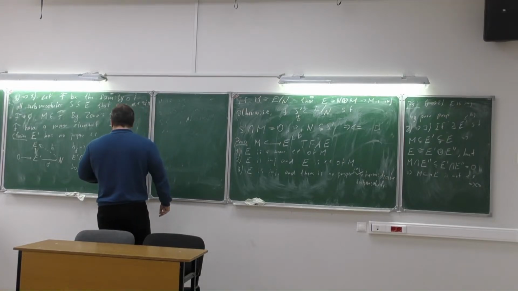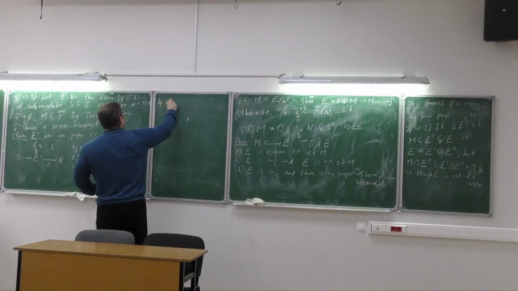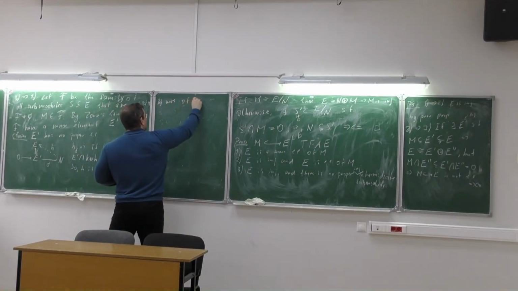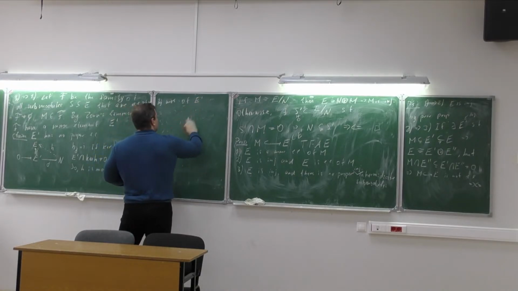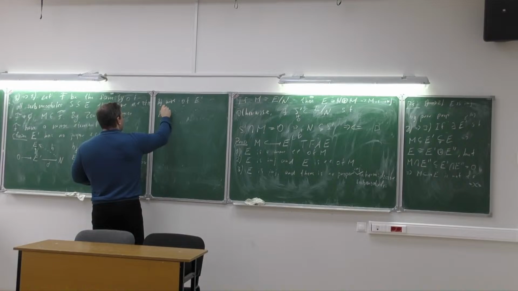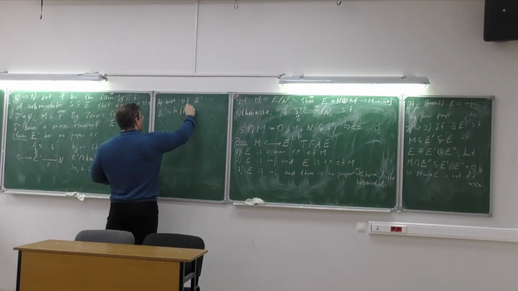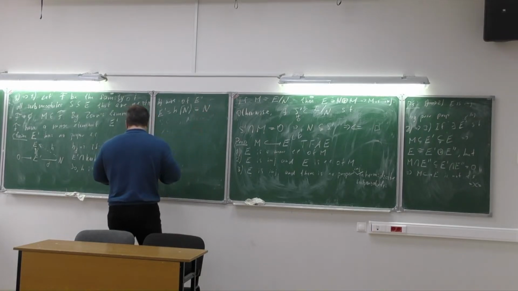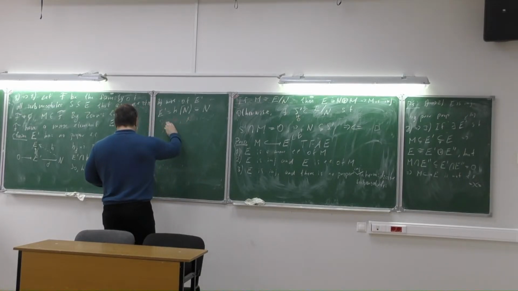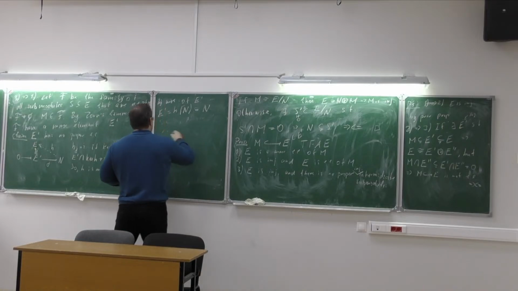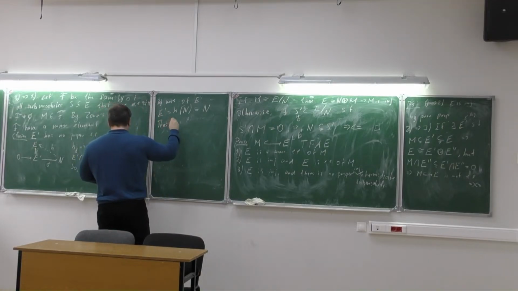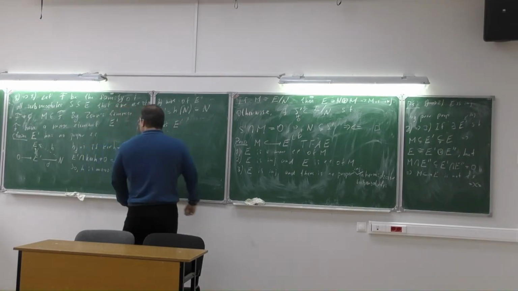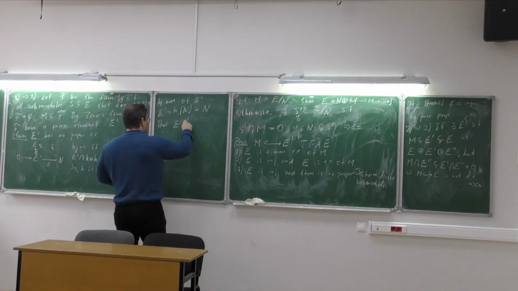Okay, so H is mono, and by maximality of the E prime, I can say that the E prime is the same as the H of N, and of course I can identify this H of N with just N. Thus E prime is injective.